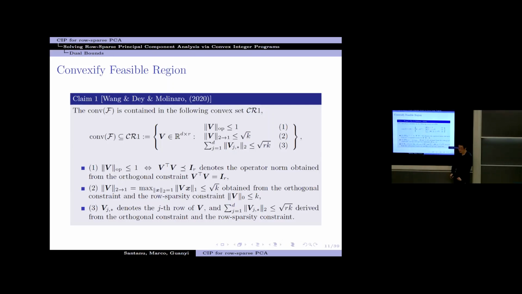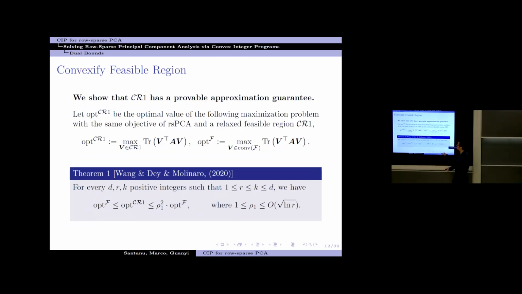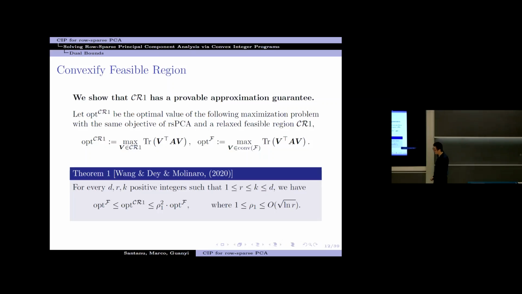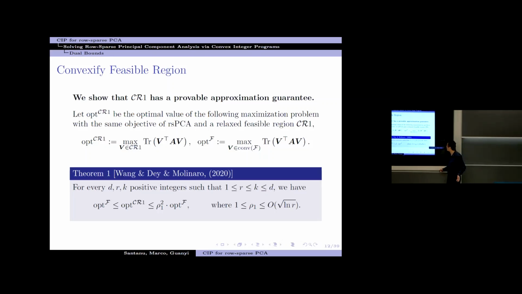So, okay, now we obtained a convex set, this one, CR1. And also we know that the convex hull of F is contained in this set. Then could we say anything more about this CR1 set? We show that this convex relaxation has provable approximation guarantees.